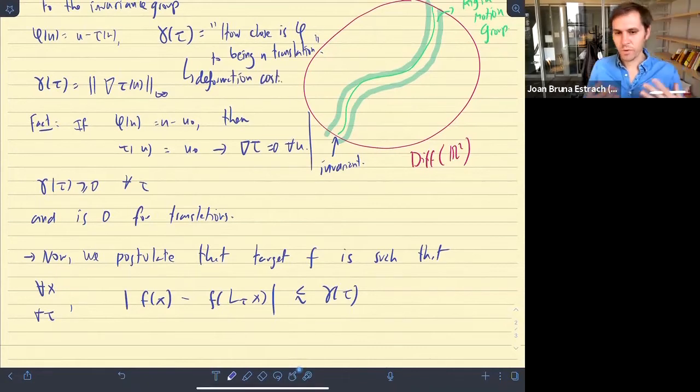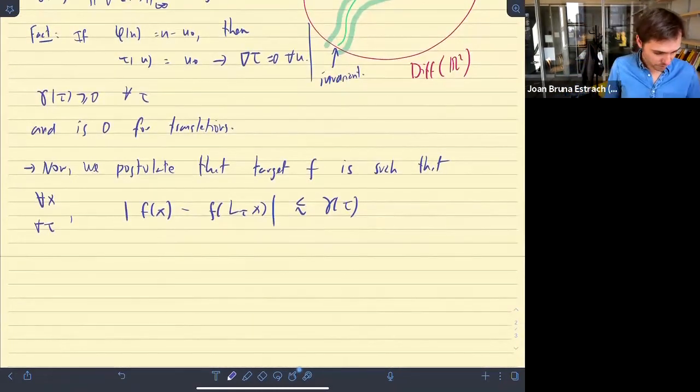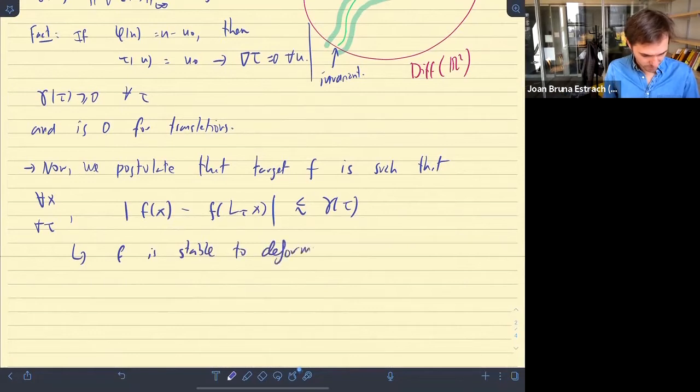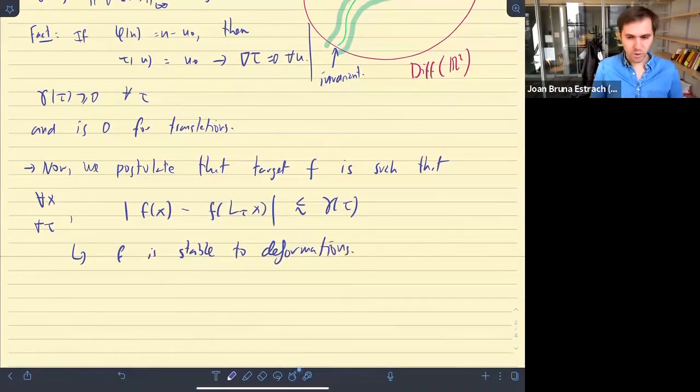Okay, so we are saying that translations cost nothing, but the farther you are from a translation, the more you pay. And so here, what we are saying is that the function f is stable to the deformations. If I have a deformation where this gamma of tau is very, very small, meaning that maybe the thing is not an exact translation, but it's very close to being a translation, then we want our function to be almost constant, right? Like not to change too much.